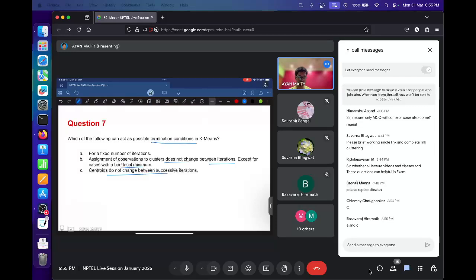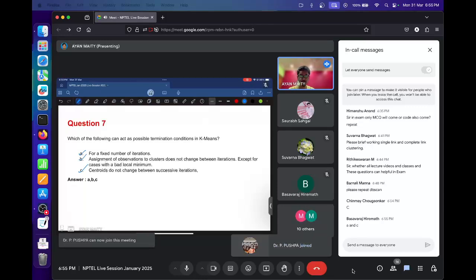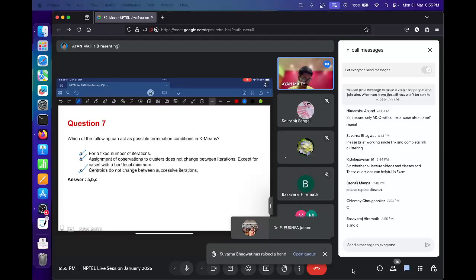Okay. So the correct answers are A, B, C, all three options. So you might want to terminate k-means after a fixed number of iterations. That is also fine if you are certain that after that many iterations the clusters would certainly converge. If you are certain about that, then you can terminate the k-means clustering algorithm after a fixed number of iterations.